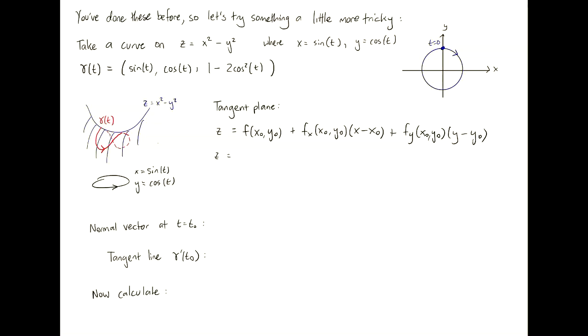Okay, so we do our derivatives, and what we get is 1 minus 2 cos squared t naught, which comes from this, plus 2 sine t naught times x minus sine t naught. Everywhere I've written x naught, I've replaced it with sine of t naught.